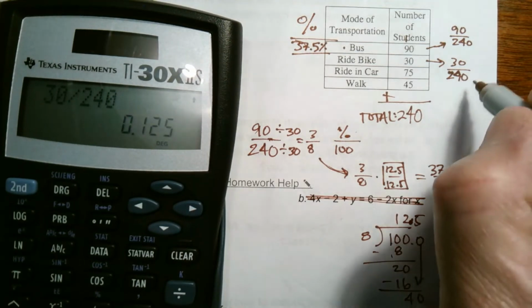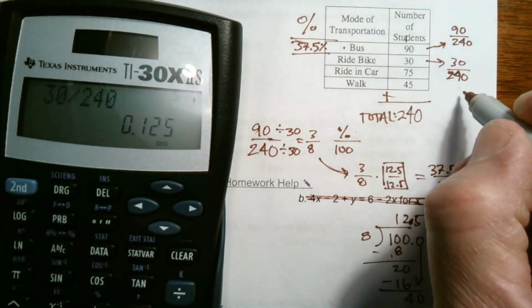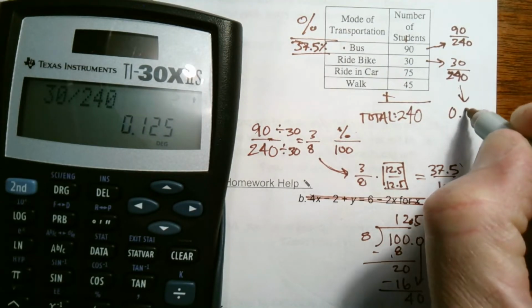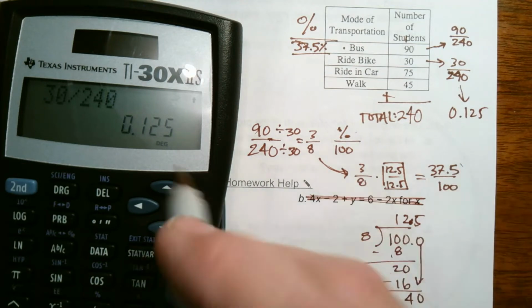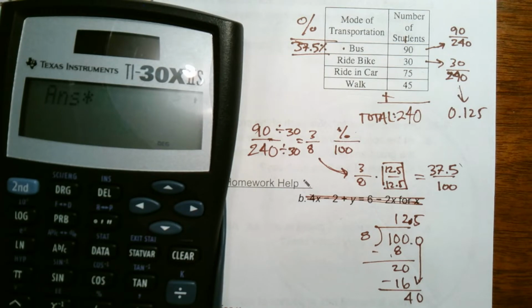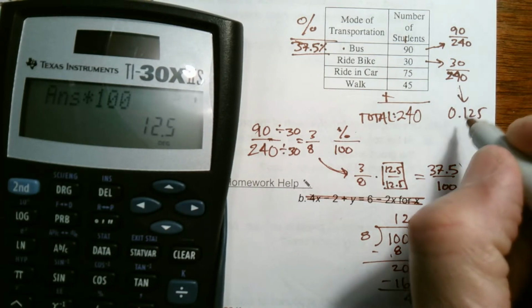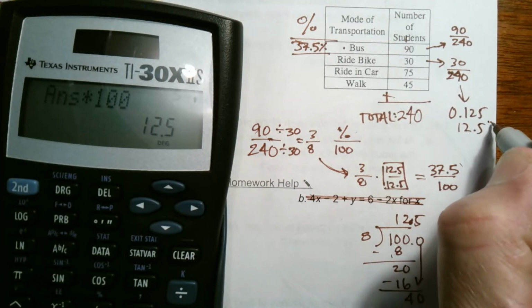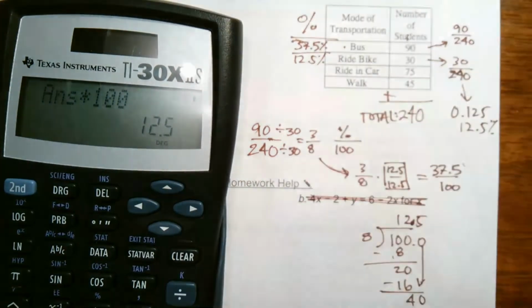And that gives you an answer of 0.125. That's the decimal. Then to make that a percent, you move the decimal over twice. Or the other thing would be to look at it as multiplying by 100, because that's what percents are based off. So that's 12.5%. So the bike is 12.5%.